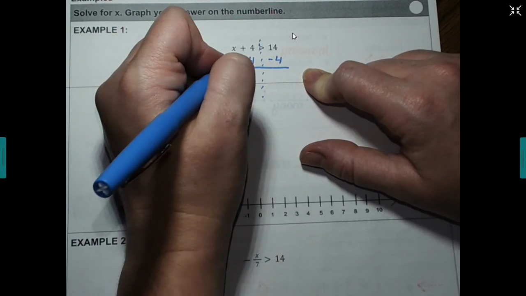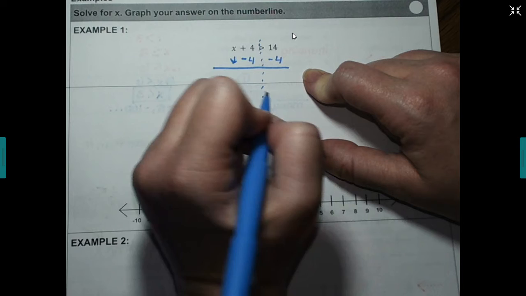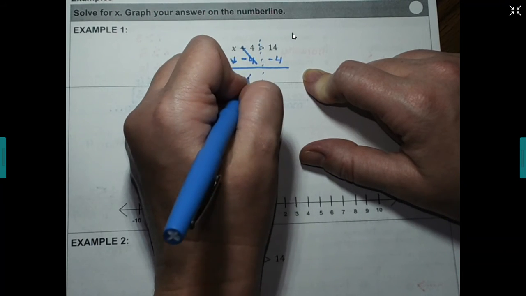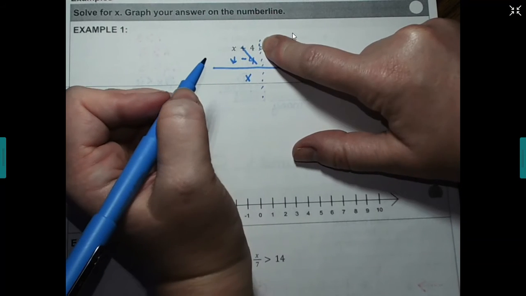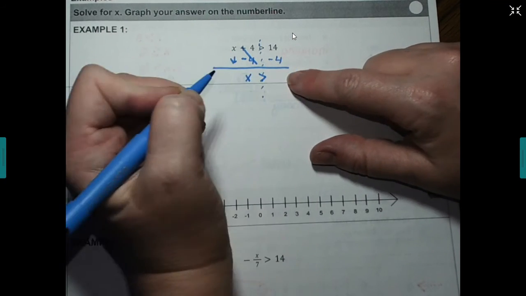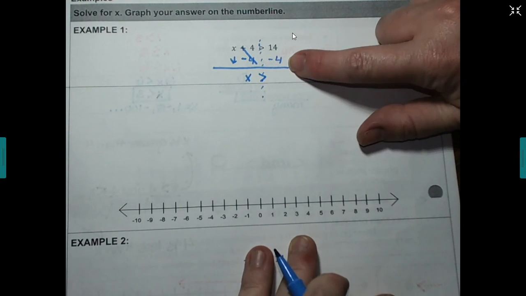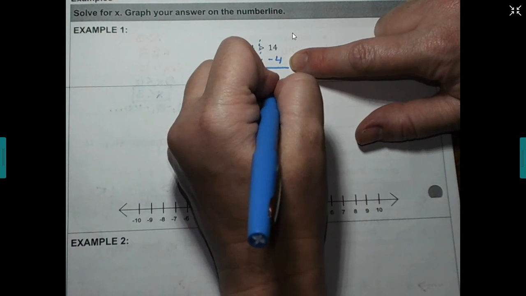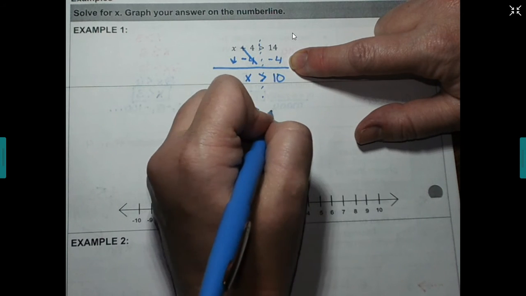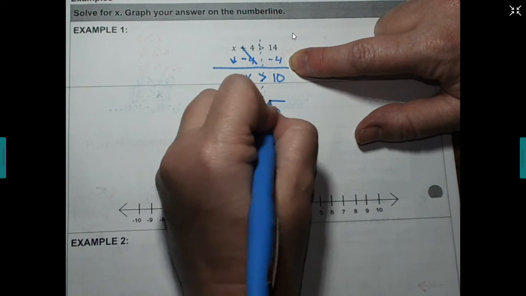That brings my x down. My 4 minus 4 cancels out. We love that part. My inequality sign stays exactly the same, going the same direction. And then 14 minus 4 is 10. So I know that x is greater than 10.